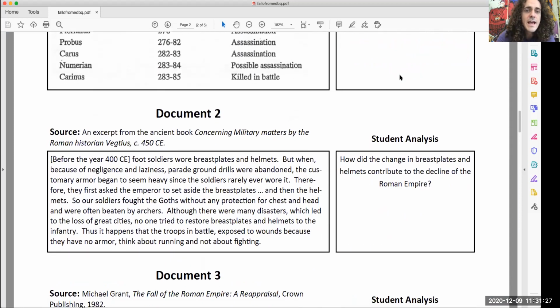Document 2 is an excerpt from the handbook concerning military matters, by a Roman historian. Once again, these are the subtle things that we need to be looking for.